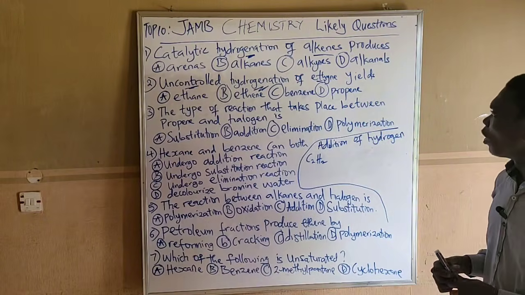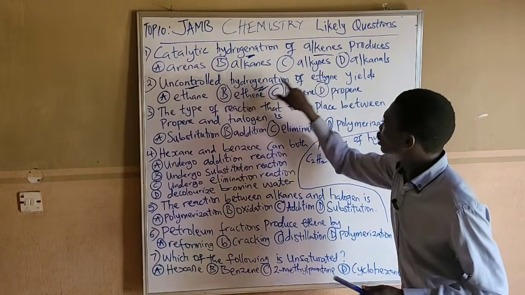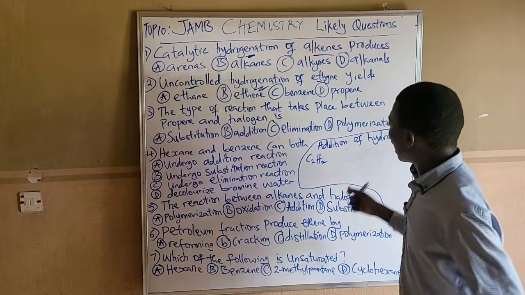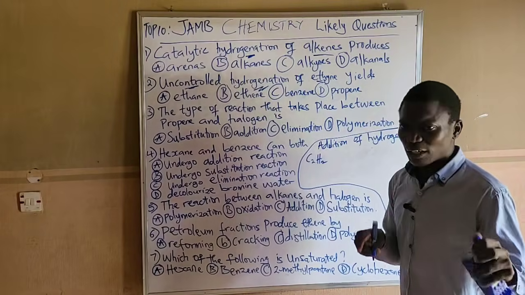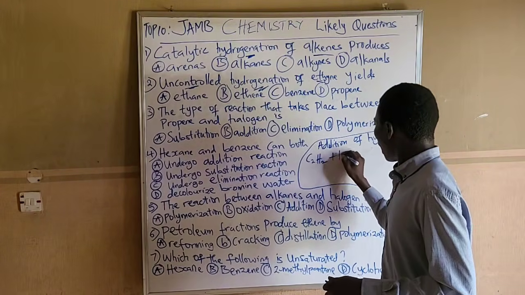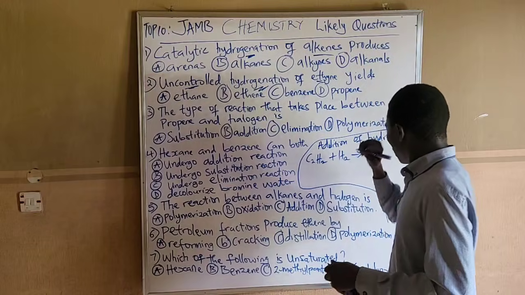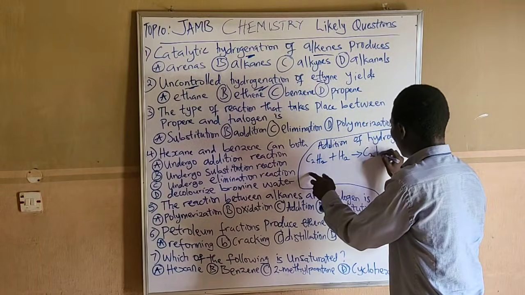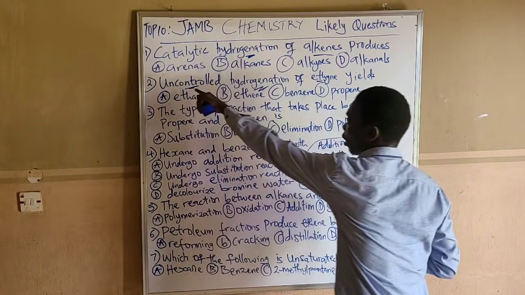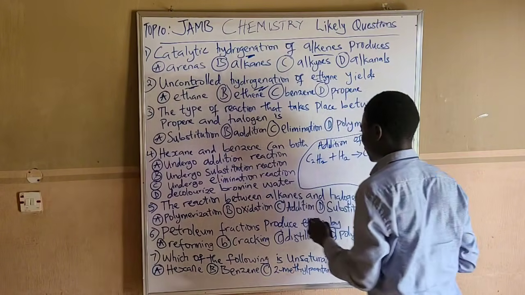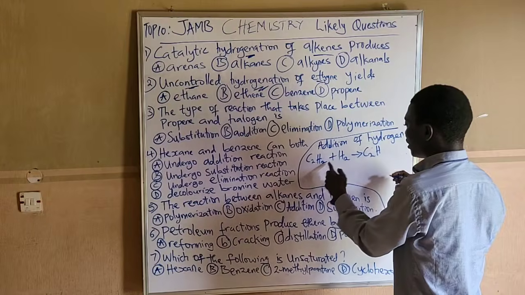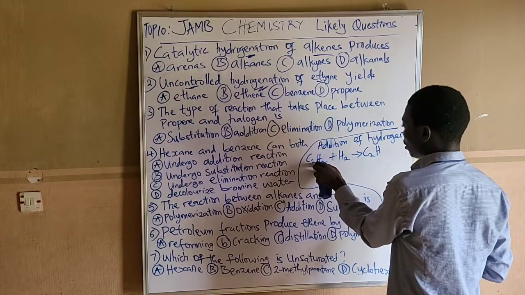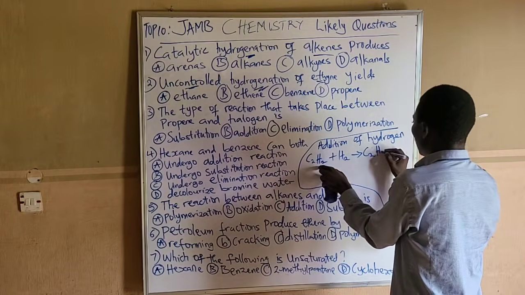Now, the question says hydrogenation of ethyne. Do you know what hydrogenation means? Adding of hydrogen. When you add hydrogen to this ethyne, it will give us C2H2 plus H2, we have H2 here, we have H2 here, that will give us C2H4.